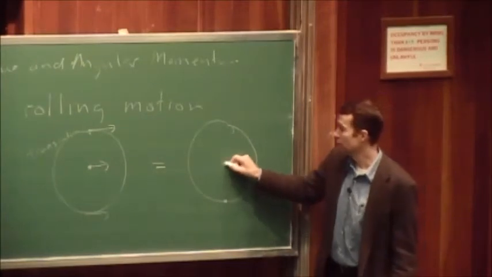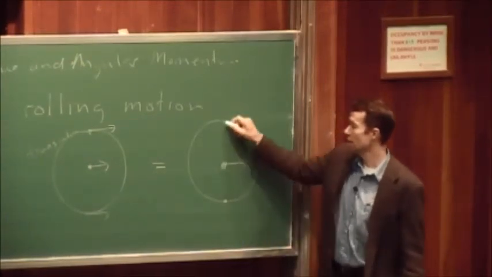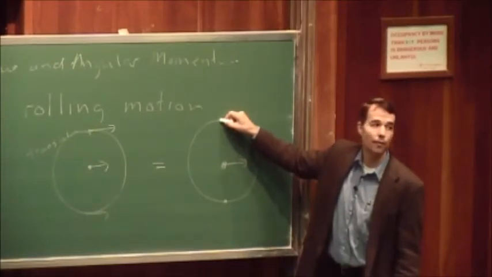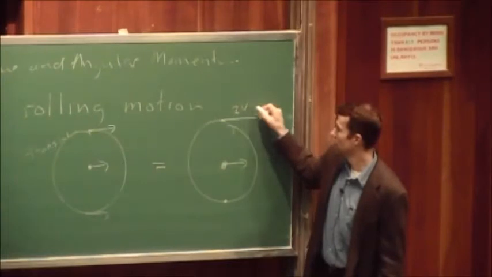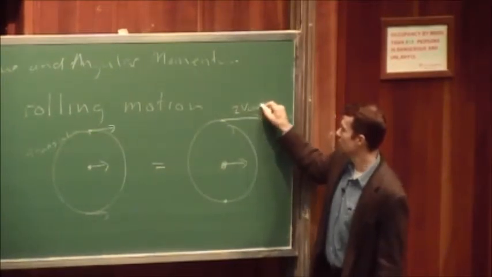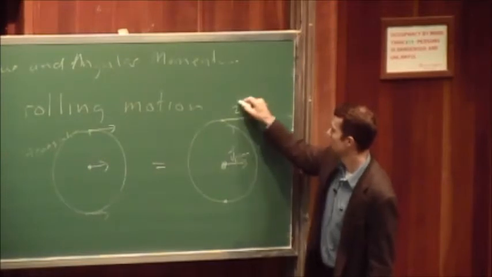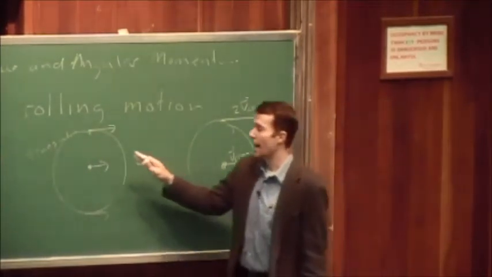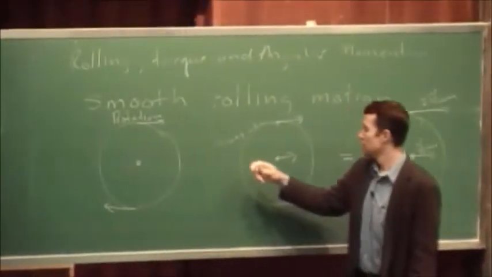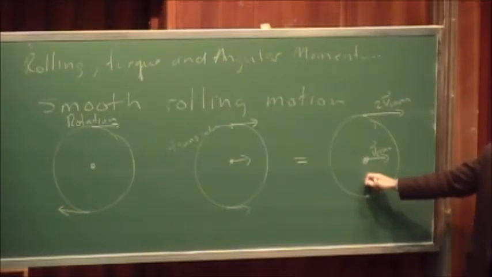What's it going to be doing? It's going to be moving, velocity v, and how about the top? It's going to be 2v, right? It's going to be twice the velocity of the center of mass. This is the velocity of the center of mass. And so this is the situation that we'll get when we add this pure rotation to a pure translation. We get this, what is pure rotation.